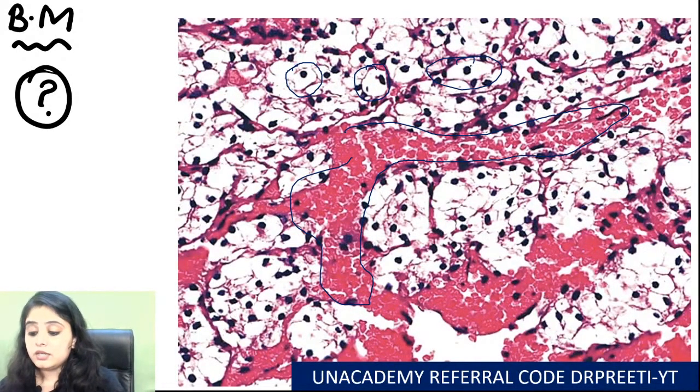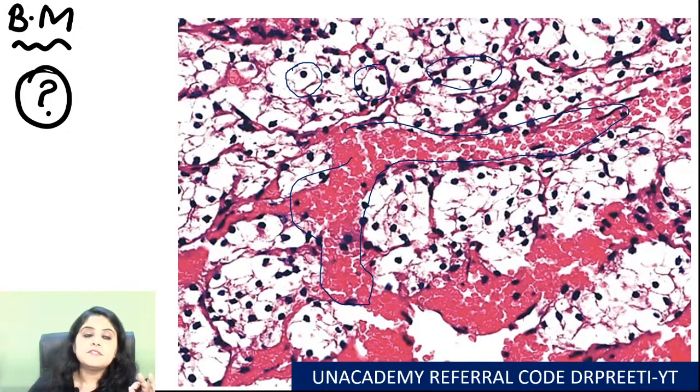Okay. Okay, someone says multiple myeloma. Why multiple myeloma? Multiple myeloma will show you plasma cells. These are not plasma cells. If I would have said this was a 50-year-old female with a renal mass, and the bone marrow biopsy is showing you this.